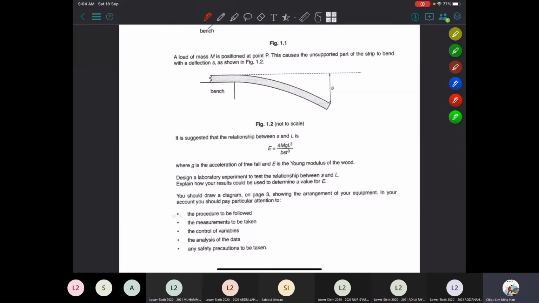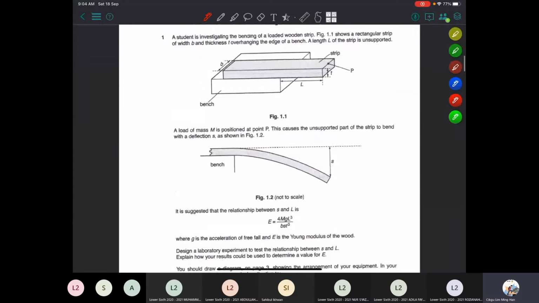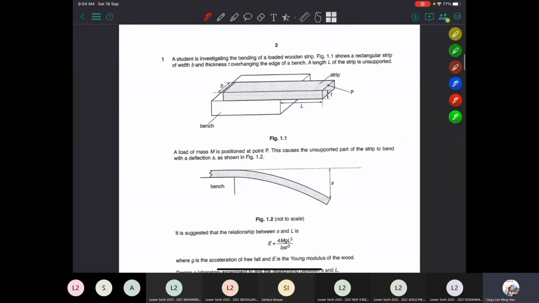Recording is done. All right, good morning everyone again. So today we're going to do paper 5 correction first, because next Tuesday we're going to have our paper 5 SAG. Now let's do question 1 first.